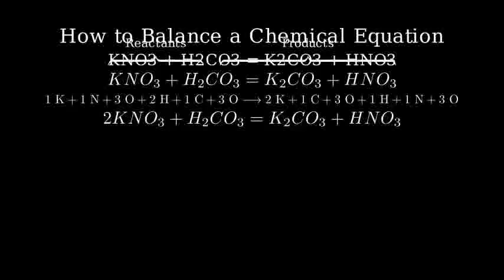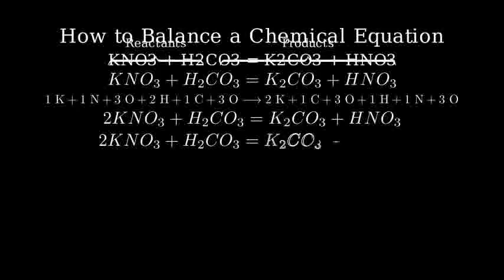Finally, we have hydrogen. There are two hydrogen atoms in the reactant side and only one on the product side. We can balance this by adding a coefficient of 2 in front of HNO3. And now we have balanced the equation. Every type of atom has the same count on both sides, maintaining the conservation of mass.